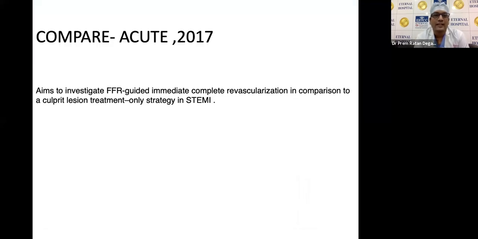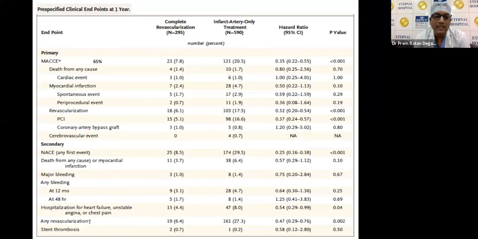In 2017, the COMPARE-ACUTE trial was published. The aim of this trial was to investigate an FFR-guided immediate complete revascularization strategy in comparison to a culprit lesion treatment only strategy in STEMI patients. In this trial also, there was a 60% reduction in MACE compared to infarct-related artery only treatment.